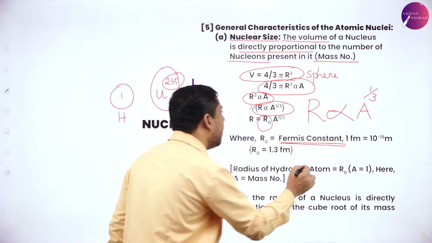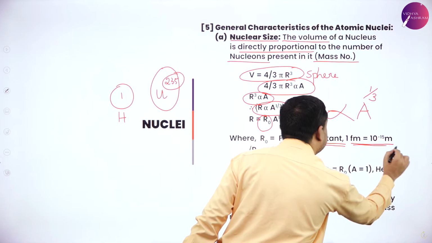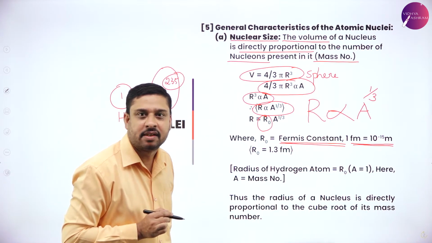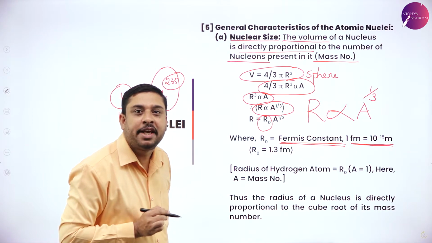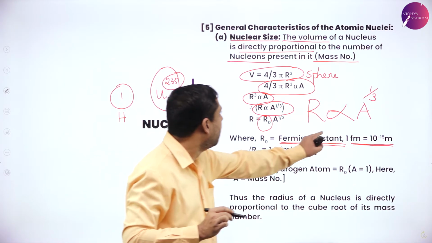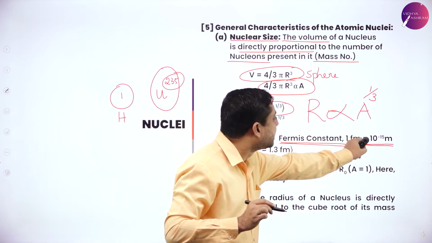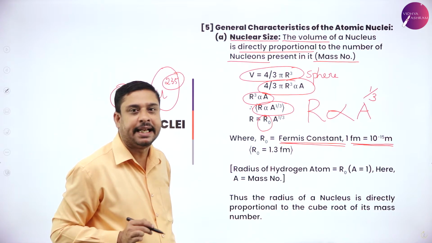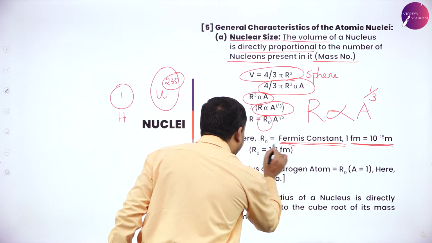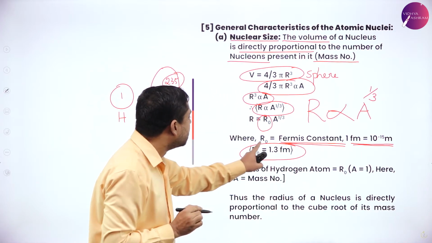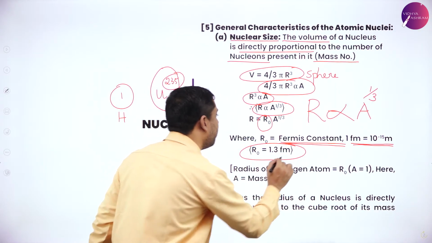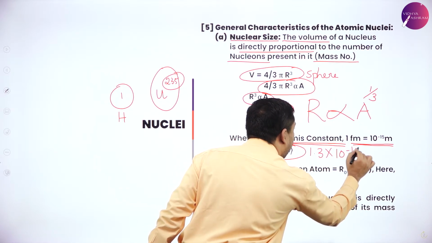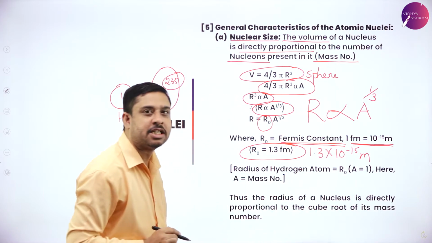One Fermi mathematically is 10 power minus 15 meters. It is a measuring unit in nuclear physics. One Fermi is equal to 10 power minus 15 meters, and the value of R naught is 1.3 Fermis, or 1.3 into 10 power minus 15 meters.